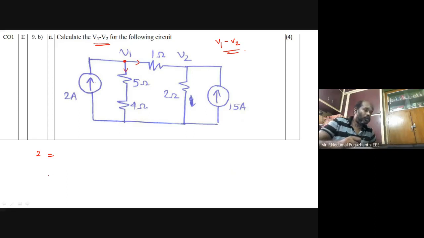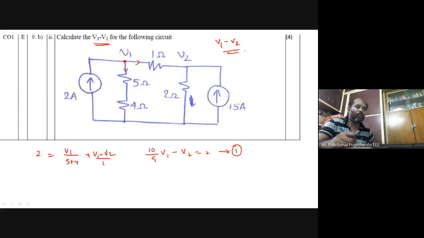So 2 is equal to V1 by 5 plus 4, plus V1 minus V2 by 1. So I will get an equation 10 by 9 V1 minus V2 is equal to 2. This is equation number 1.